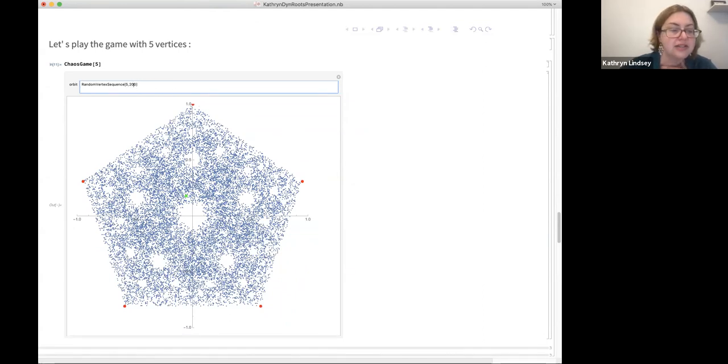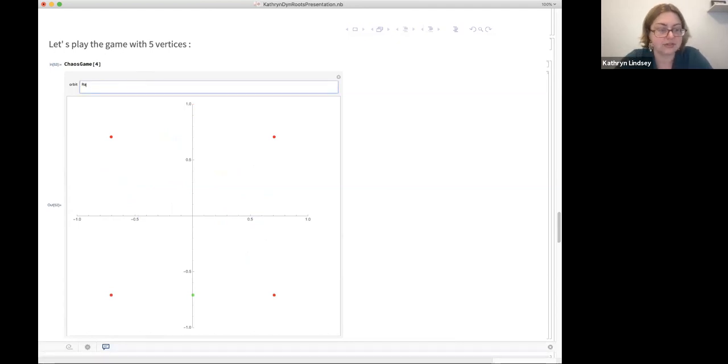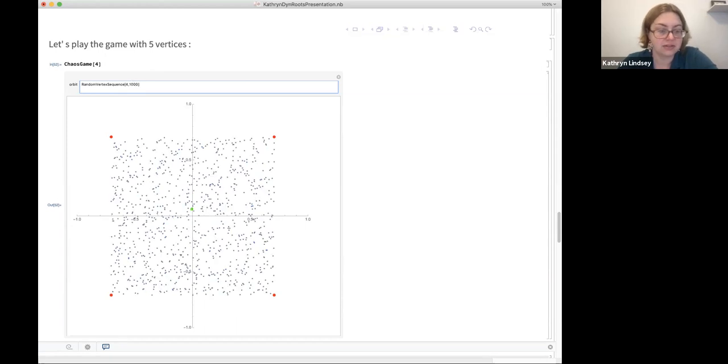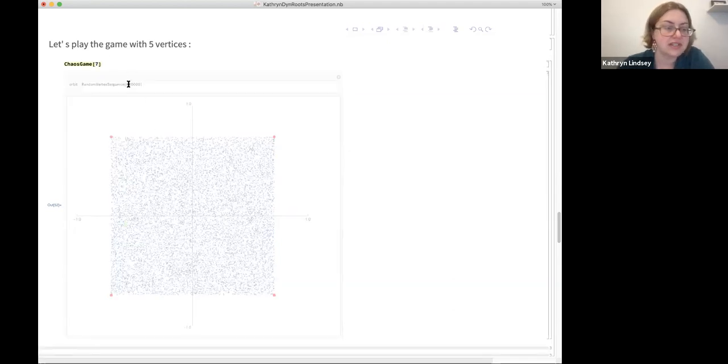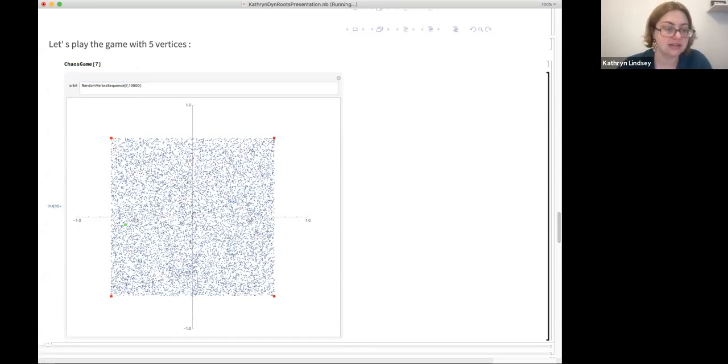Okay, let me just do 200. What if we do 4 generators? Oh, I have to do chaos game of 4. So 4 generators, and let's do 100 points. Okay, so 10,000 points. It looks like the whole square is filling in. Okay, one more. Let's do 7 vertices, and then a random sequence of 7 vertices.